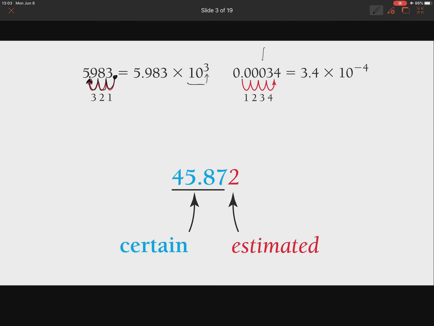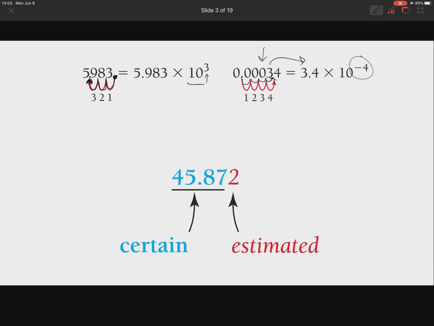So for this number here, we want to make the number part between 1 and 10. So we have to move this decimal point over 4 times, so that now we can write 3.4, which is between 1 and 10. And then because we moved it to the right 4 places, 10 to the minus 4. Hopefully this is not going to be a struggle for any of you. Okay, and so that is moving a number into scientific notation.